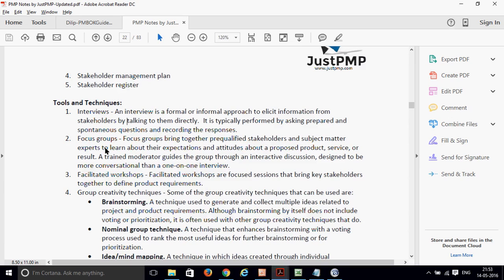You have a focus group. A focus group brings together pre-qualified stakeholders and subject matter experts to learn about their expectations and attitudes about the proposed product, service, or result. This example which I've told you fits very much the focus group, in terms of launching a new product in the market. I'm developing an app for an e-commerce website.